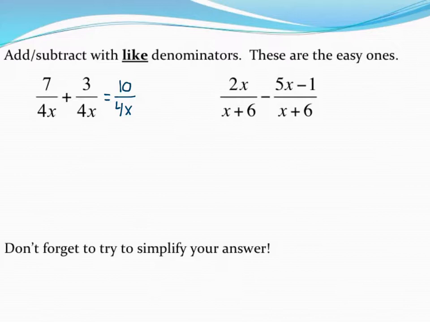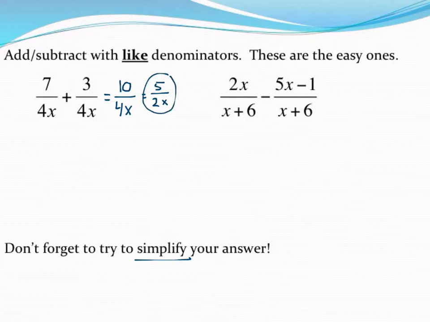Now, we still have to always check for ways to simplify our answer, using those tricks we have seen in a previous lesson. So in this case, nothing is able to be factored, but 10 over 4x can be simplified. I could divide each of those numbers by 2 and be left with 5 over 2x as my simplified answer. Okay. Next example, same idea.